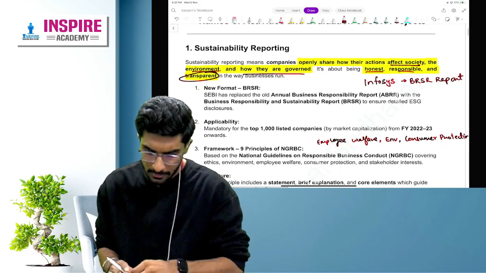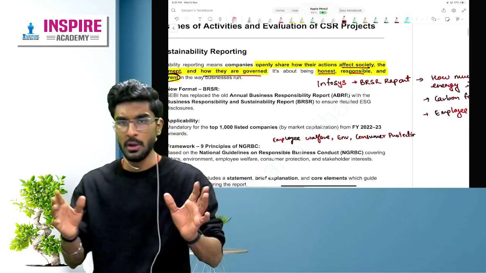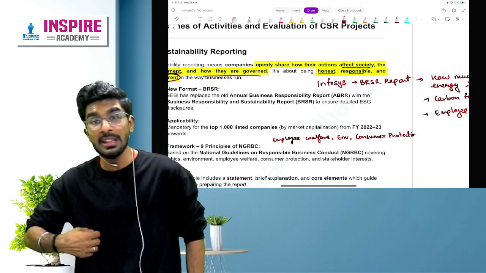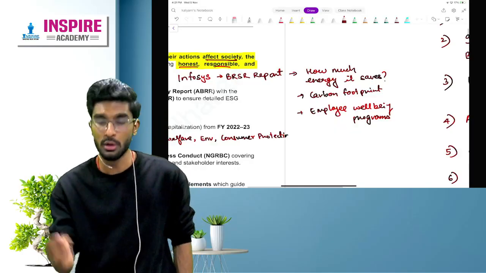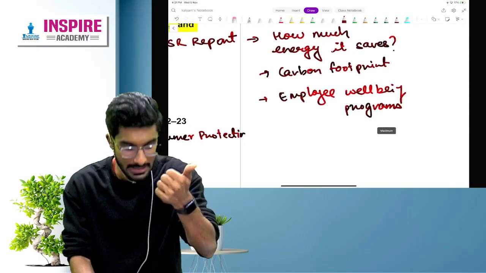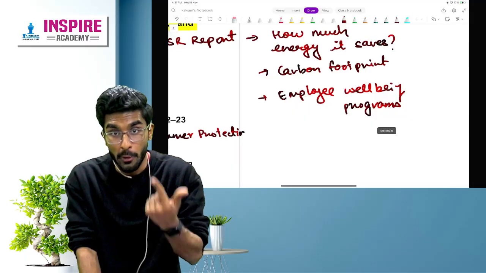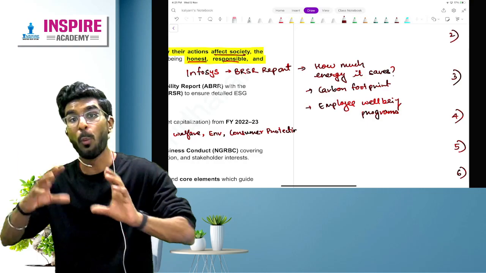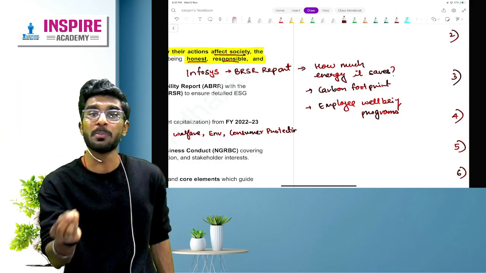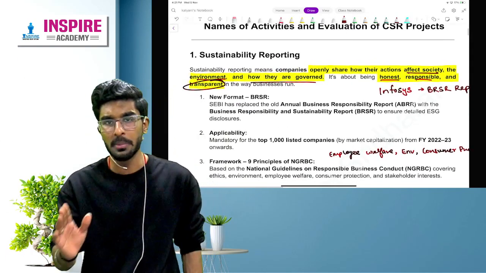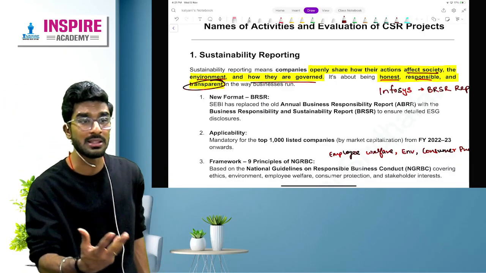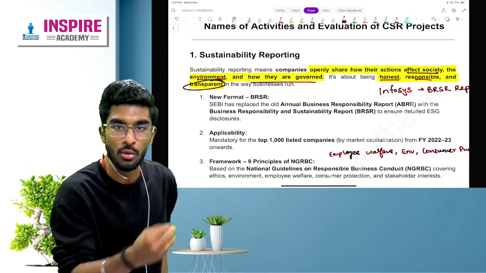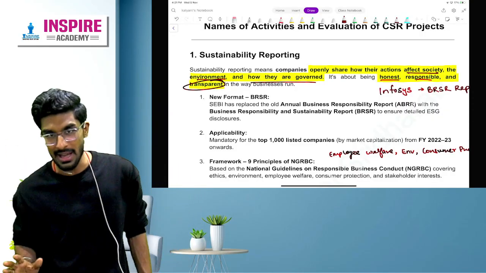Now people, we have all heard of the company called Infosys. In its BRSR report, and we are going to understand what the BRSR report is, Infosys clearly discloses how much energy it saves. Number 2, how much carbon footprint, how much CO2 it releases. And number 3, what Infosys is doing for the well-being of its employees. So all these are responsible business conduct. Yes or no, people? So if you want to understand whether a company is really responsible, whether a company is really focusing on more than the profit point of view, you have to read its BRSR report.